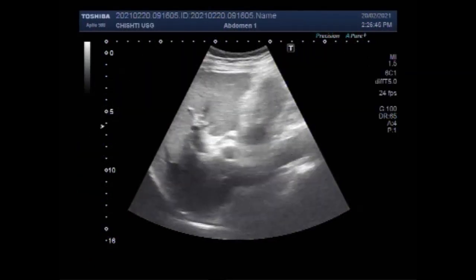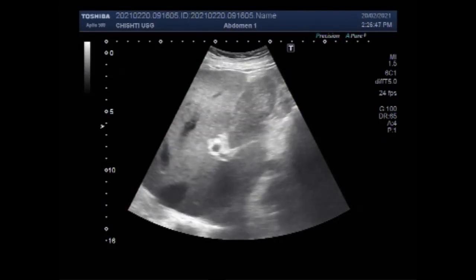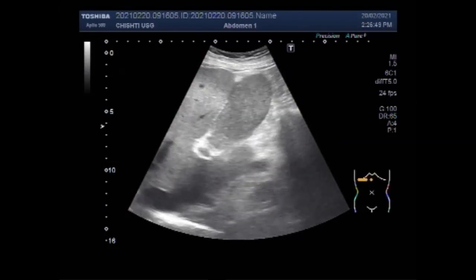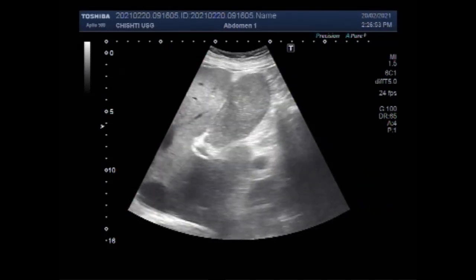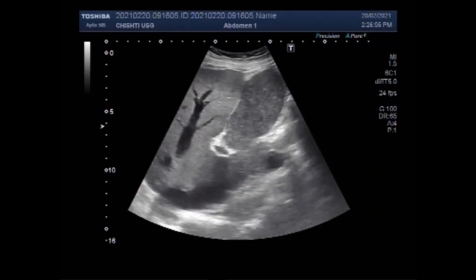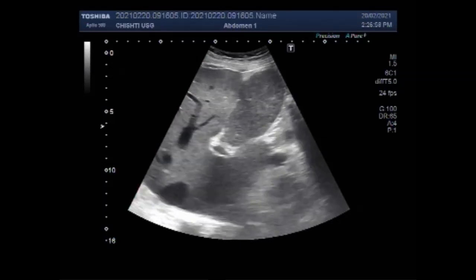This ultrasound video shows mucocele of gallbladder. Incidentally, this patient also has pleural effusion and multiple renal stones. You can see the gallbladder, the patient is lying supine.